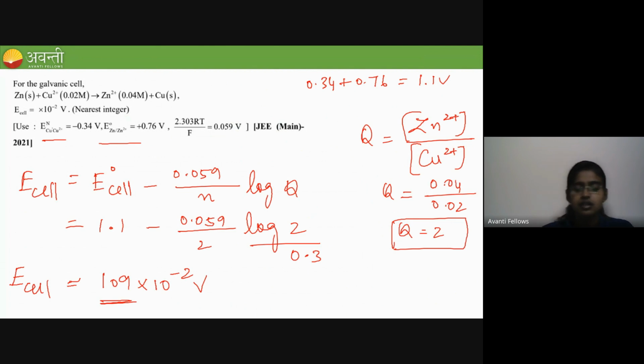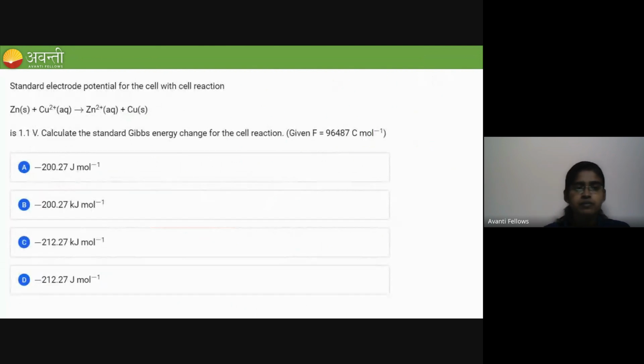Fine. Let's discuss one more question. Standard electrode potential for the cell is given in the question. Oh yeah, it is same as that of the previous question. But we have to find out the standard Gibbs free energy. So the relation which relates the standard Gibbs free energy and E cell is delta G naught equal to minus NF E naught cell. So this is a relation. Number of electrons lost is 2 and the Faraday's constant is given here.